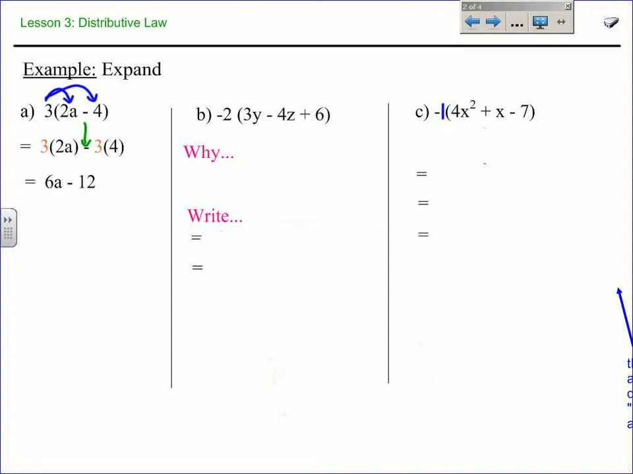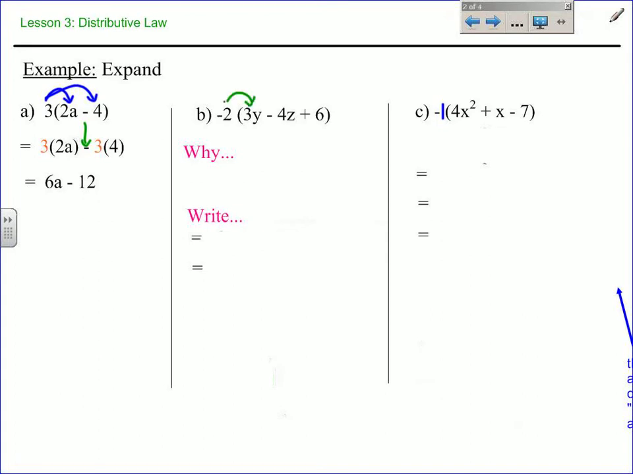Once you simplify that, once you clean that up, you have 3 times 2, which gives you 6, and 3 times 4, which gives you 12. In this question, you're finished because 6a and 12 can't be collected together. They're not like terms, right? A is a variable term, and 12 is a constant term, so you've expanded it, and now you're finished that question. If we take a look at the next one, you have a negative 2 that's distributing to everything inside.